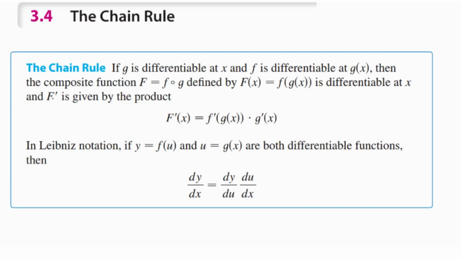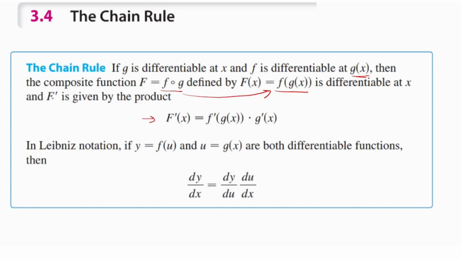This is section 3.4, the chain rule. In this section, we will be discussing composite functions and how we can find their derivative. So if g is differentiable at x and f is differentiable at g of x, then the composite function of f and g, written f at g of x, is going to be differentiable at x, and f prime can be given by the product.